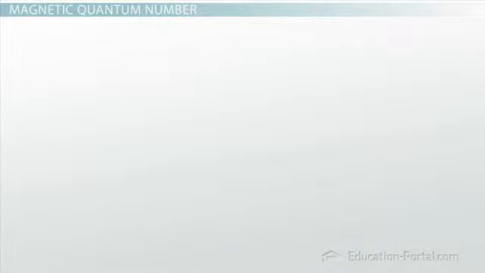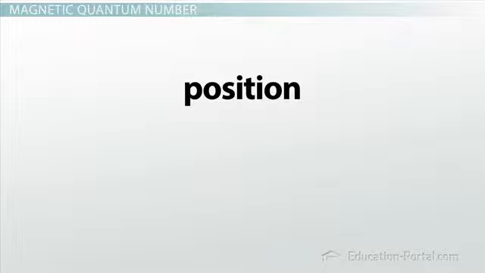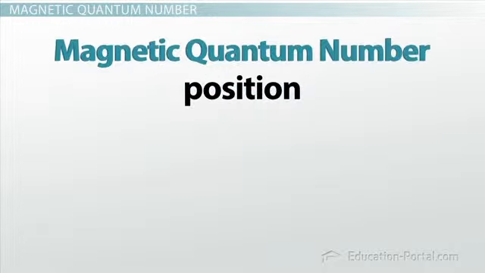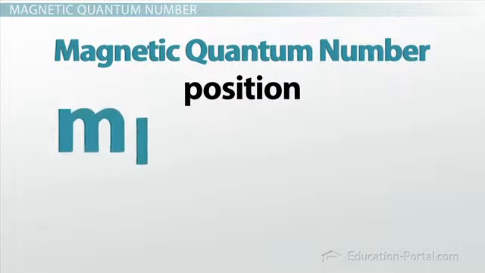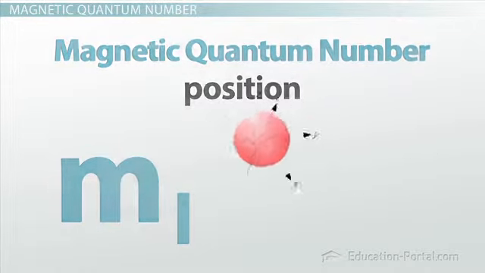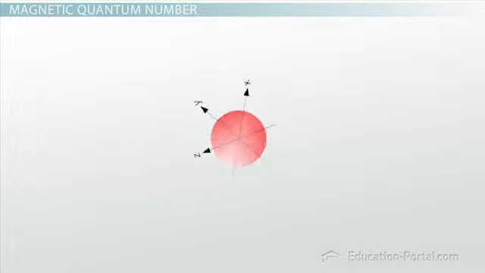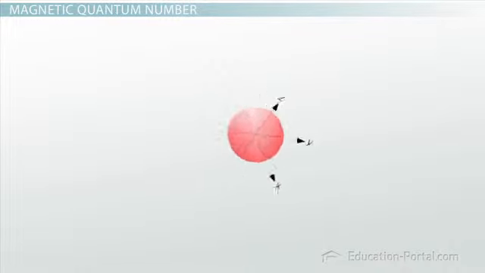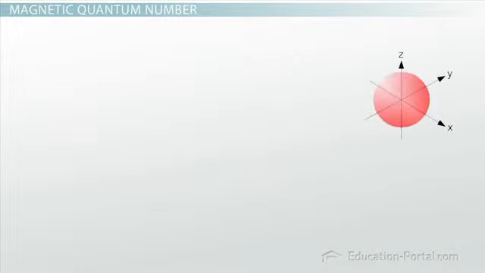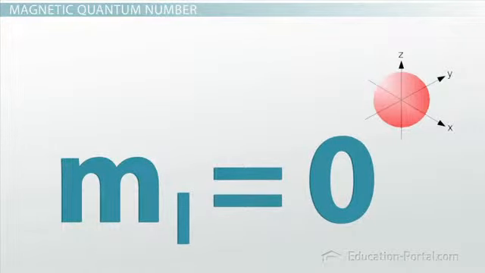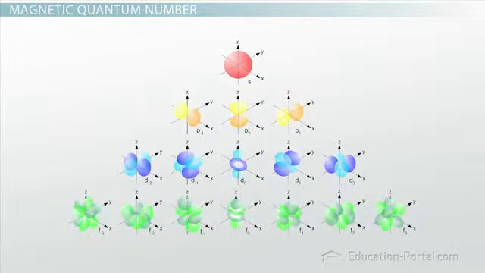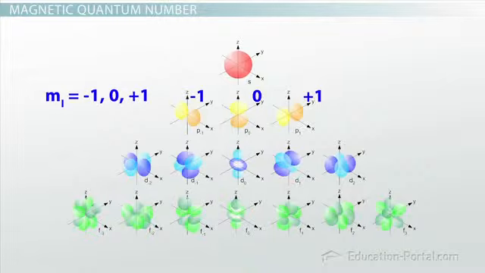The next quantum number indicates the position of the orbital, how it's arranged in space. It is called the magnetic quantum number, and it's sometimes symbolized by ML. No matter how many times you try to rotate a sphere, you will always end up with only one orientation. This means that there is only one magnetic quantum number possible for all the s orbitals. That is, ML equals 0. The p orbitals can have 3 different orientations, so they're assigned 3 different magnetic quantum numbers for the possible positions of the p orbitals. We have ML equals -1, ML equals 0, and ML equals +1.